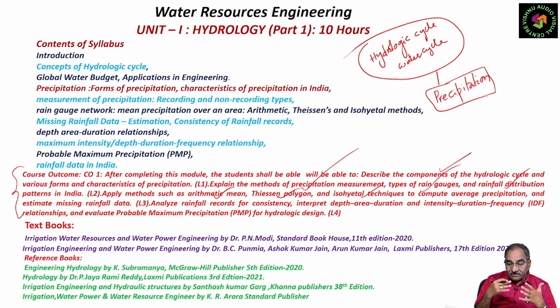But while doing this course, what are the resources that we have? The resources are the 2 textbooks which we have, one by B.C. Punmiya and the other one by P.N. Modi, that is Irrigation, Water Resources and Water Power Engineering by B.C. Punmiya and P.N. Modi. These are the textbooks. Apart from that, for this particular unit, we follow K. Subramanya and Jairam Reddy, these 2 we will follow for this unit. Apart from that, we do have S.K. Garg and Arora textbooks also for this purpose.